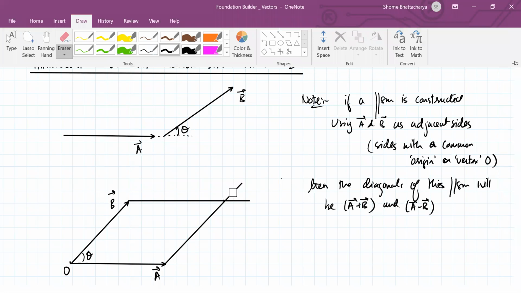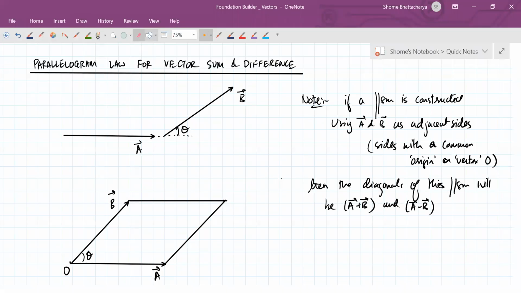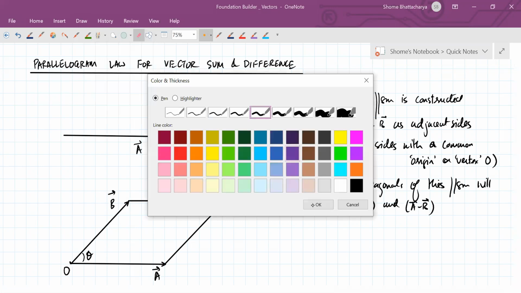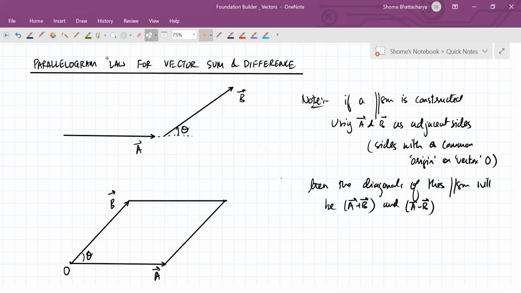of our parallelogram. Now this parallelogram has the interesting property that one of the two diagonals will automatically become the sum of the two vectors, and the other one will automatically become the difference. So this diagonal, the one which is drawn from the common origin of the two vectors A and B to the opposite side, that actually becomes the sum. And for that sum, this particular angle becomes alpha.